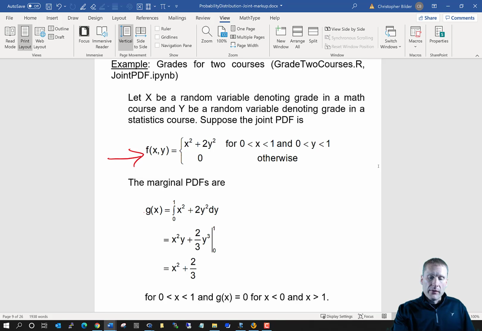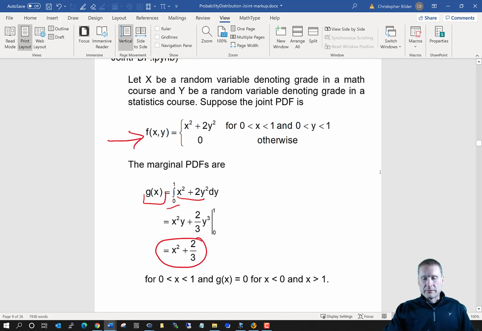How do I do that? Well, here's my g of x. I'm going to integrate out y. Y ranges from 0 to 1, so I integrate from 0 to 1 of x squared plus 2y squared. Go through the math. You get x squared plus 2/3. That expression there now gives me probabilities just for the math course itself. We don't care about the stat course. We don't care about y, just for the math course.